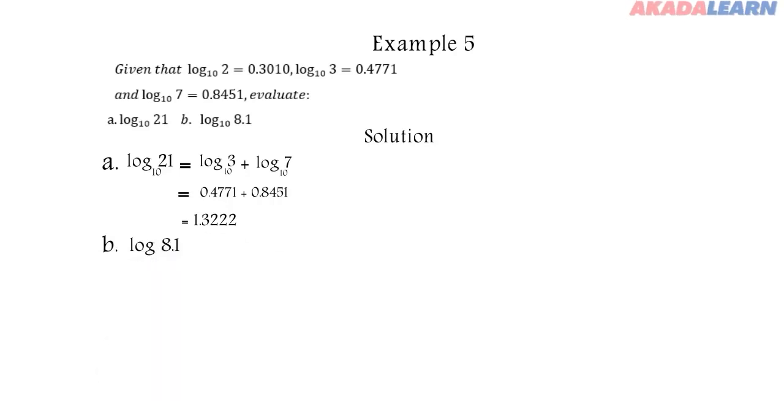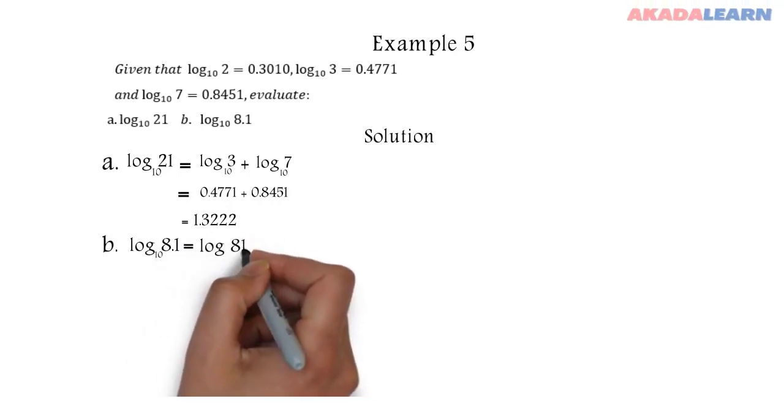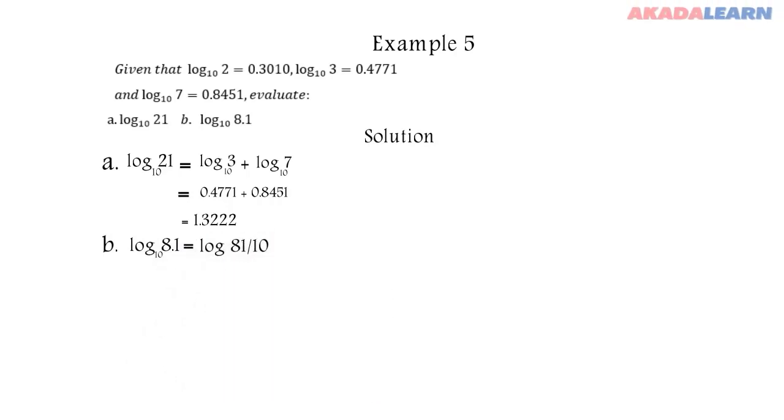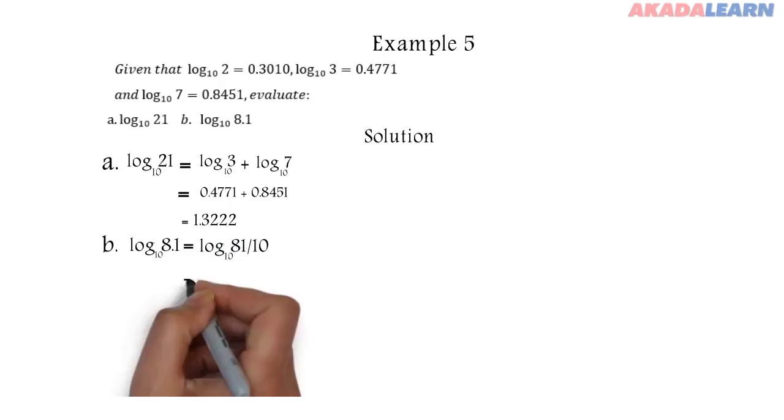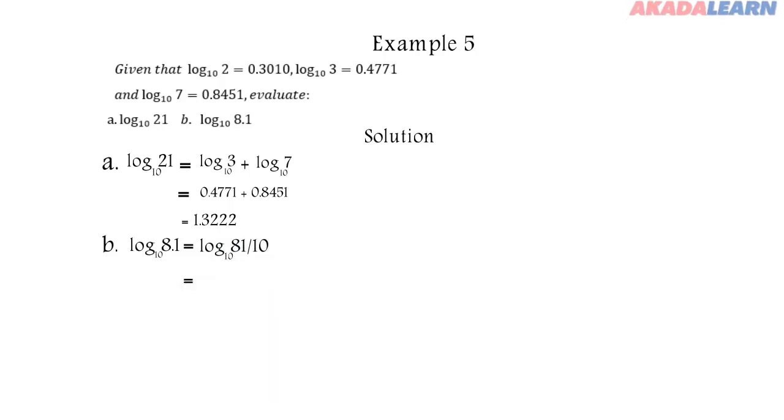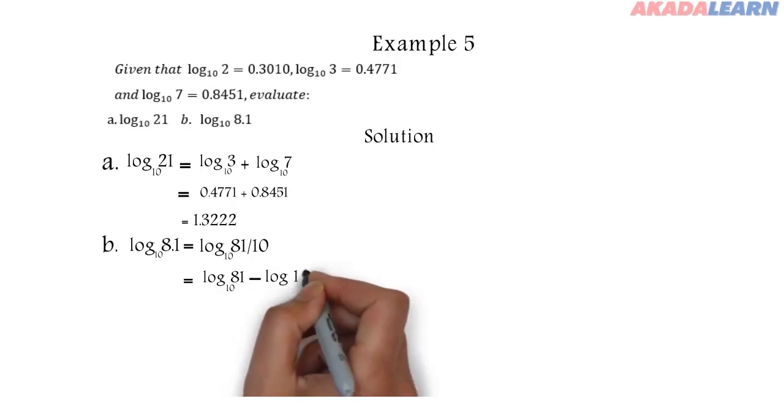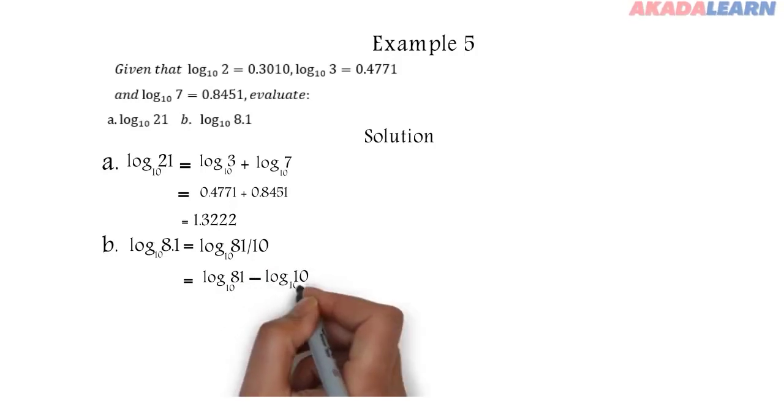Now the second one, log 8.1 base 10. We convert 8.1 to a fraction, we have 81 over 10, then base 10. Now we apply our division law, or we say subtraction law. So log 81 base 10 minus log 10 base 10. So if you go to your subtraction law, you see why we are doing that.